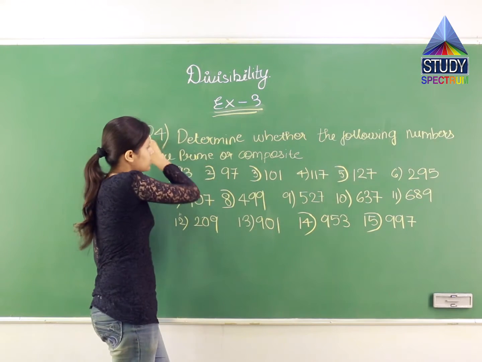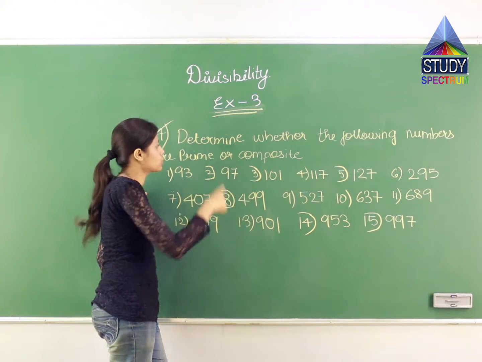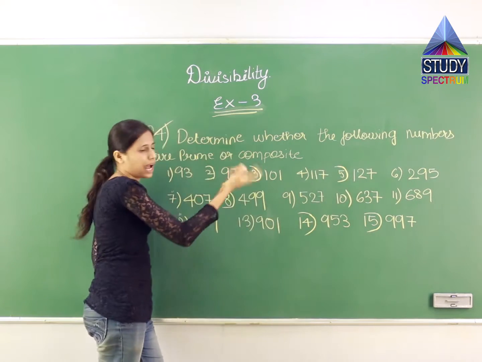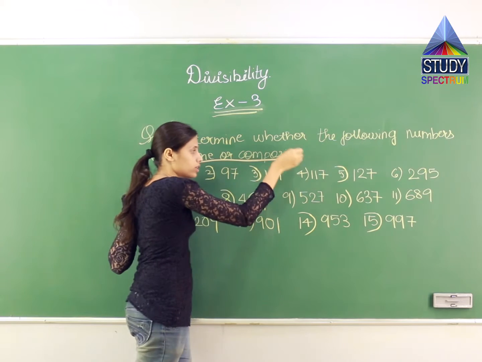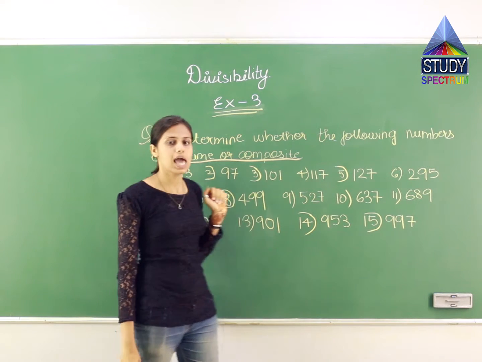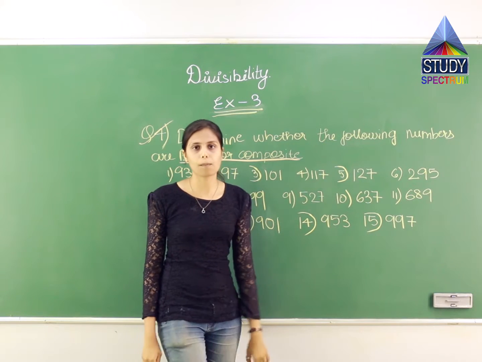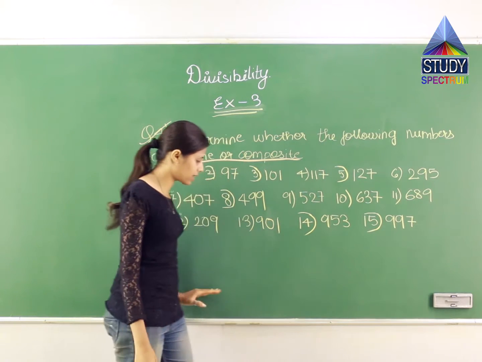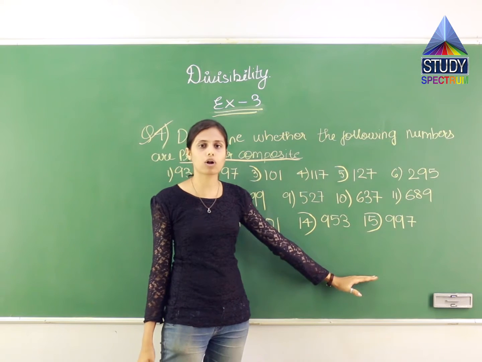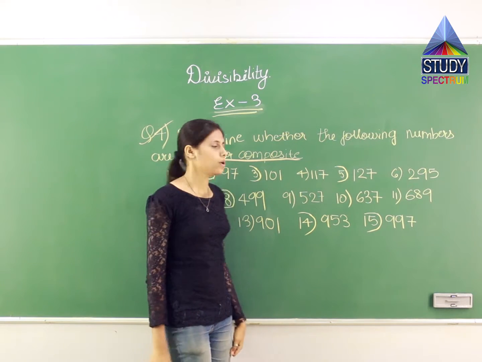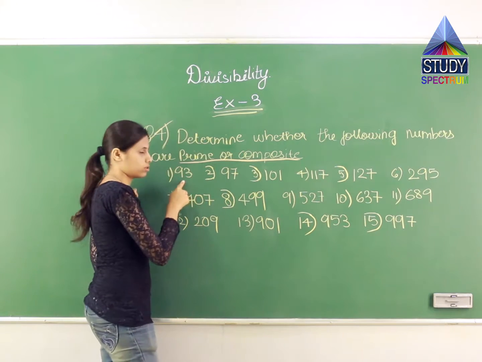Now we will start with the fourth question of this exercise, which is what? Determine whether the following numbers are prime or composite. They have given you a list of numbers and they are asking you to check whether these numbers are prime numbers or composite numbers. We will do one thing, we will write down the serial numbers of all the prime numbers, right? Composite number है तो we will leave as it is. So let us move on with the first question.